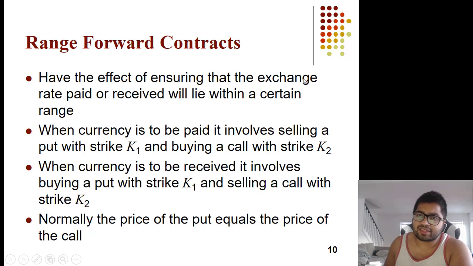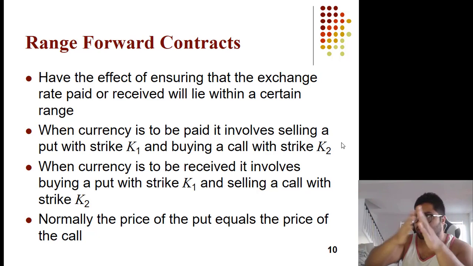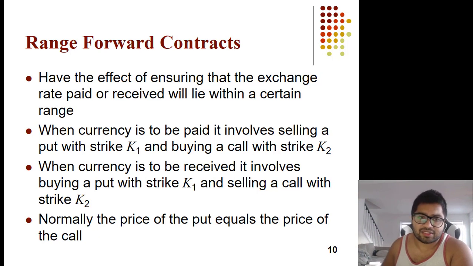They have the effect of ensuring that the exchange rate paid or received will lie within a certain range. When the currency is to be paid, it involves selling a put with strike price K1 and buying a call with strike price K2, where K1 is less than K2. So you sell a put at K1 and buy a call at K2, and your exchange rate exposure will be within a certain range. When currency is to be received, it involves buying a put with K1 and selling a call with K2. So it's the opposite of that.